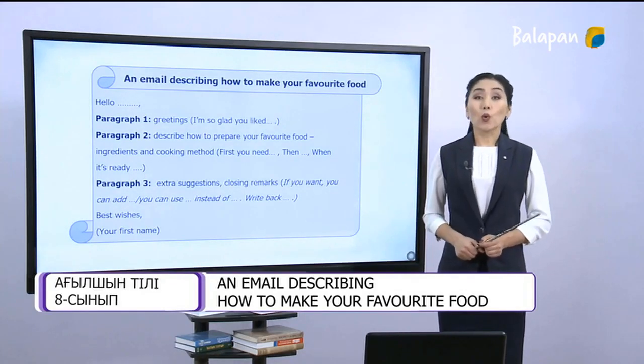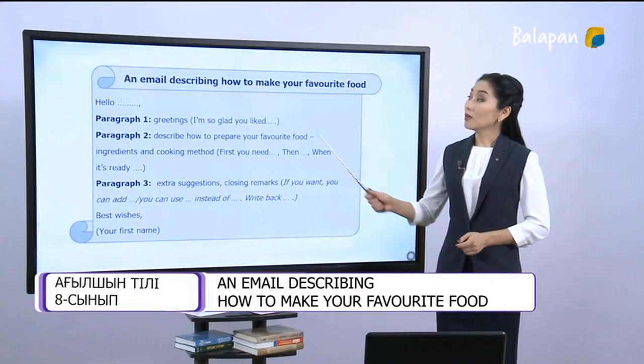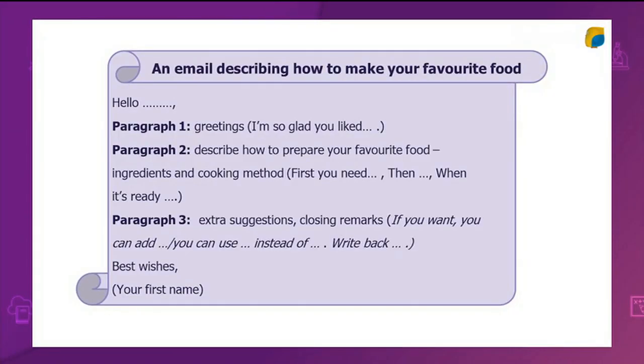Now, students, we are going to improve our writing skills. So, how to write an email describing how to make your favorite food. Listen and be ready to make notes. First, greet your friend. Then, in paragraph 1, write greetings. For example, I'm so glad you liked and the name of the dish.